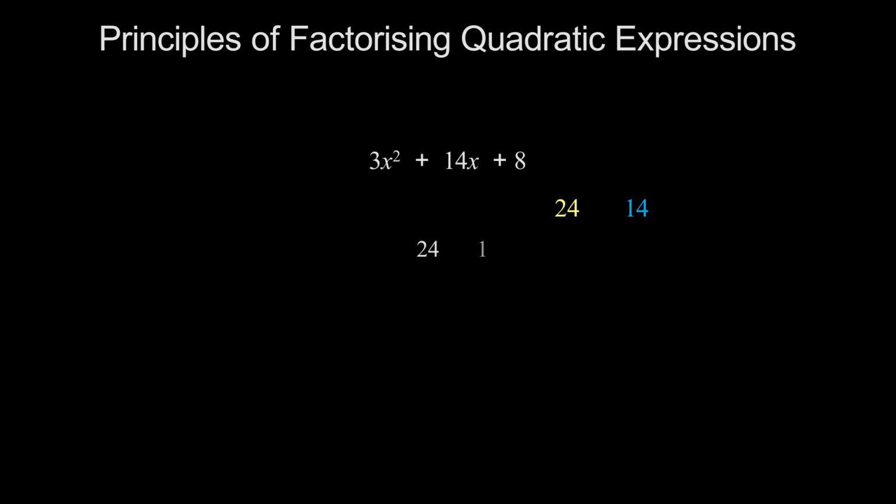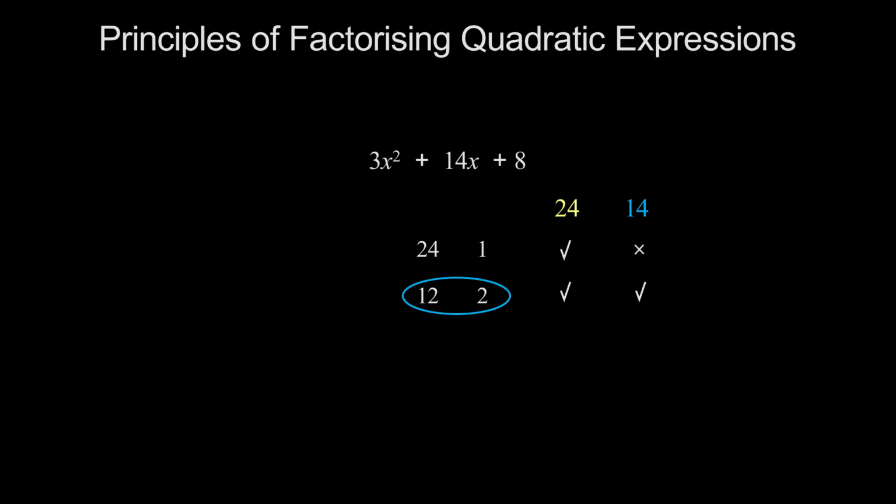24 and 1 are factors of 24. These do not sum to 14. 2 is a factor of 24. 2 and 12 multiply to 24. These sum to 14. So we have found the required numbers 12 and 2.